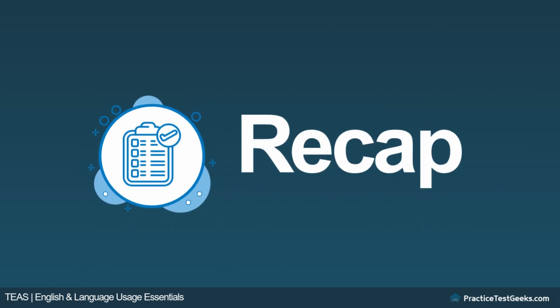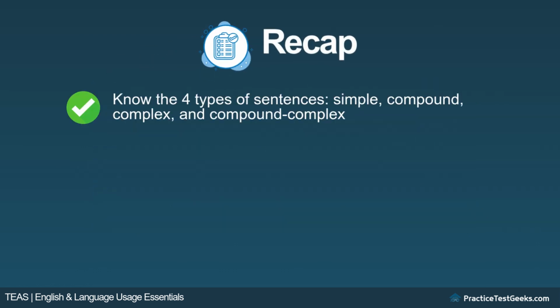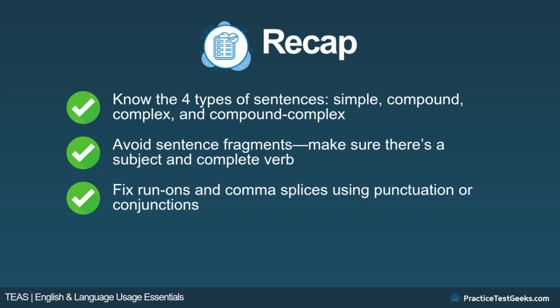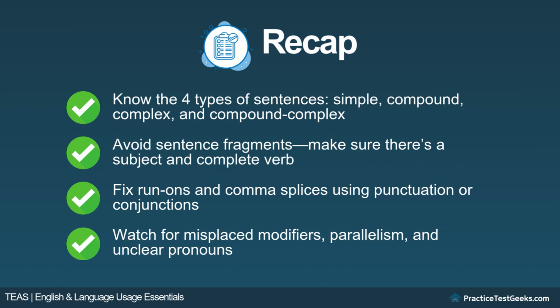Let's review what we covered. Know the 4 types of sentences: simple, compound, complex, and compound complex. Avoid sentence fragments. Make sure there's a subject and complete verb. Fix run-ons and comma splices using punctuation or conjunctions. Watch for misplaced modifiers, parallelism, and unclear pronouns.